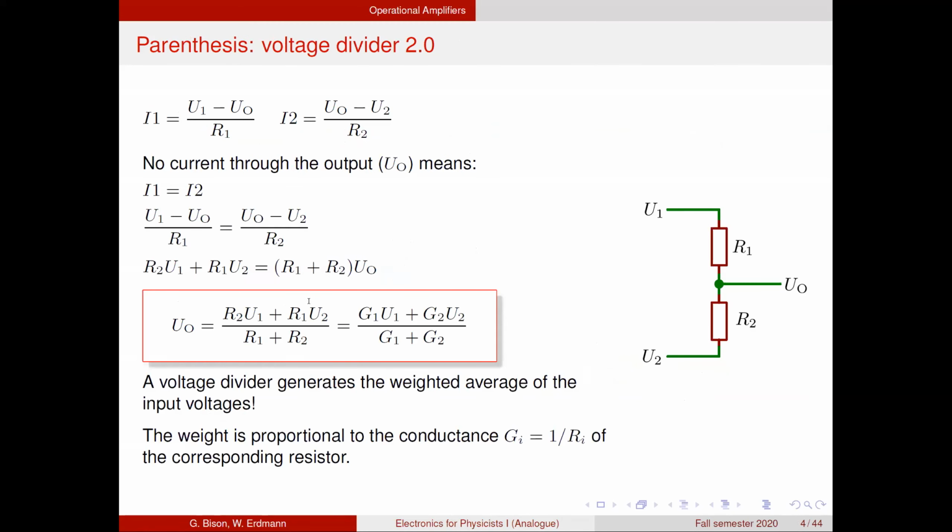Now, in order to prepare, I'd like to reiterate the voltage divider. Until now, we have used the voltage divider with an input voltage and then ground here. Of course, we can also connect just two voltages here. And the question is, what is then the output that we see? In order to calculate that, we have a look at the two currents that go through these two resistors. They have to be equal to each other. Then we see that the output voltage can be easily calculated, and it's simply a weighted average of the two inputs.